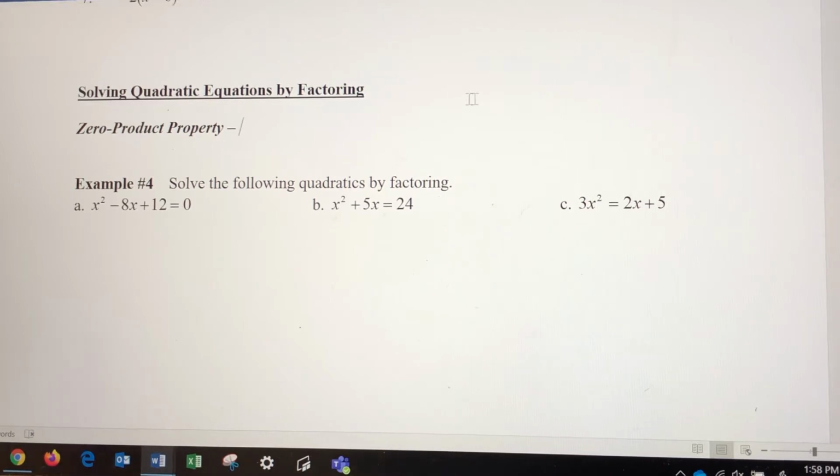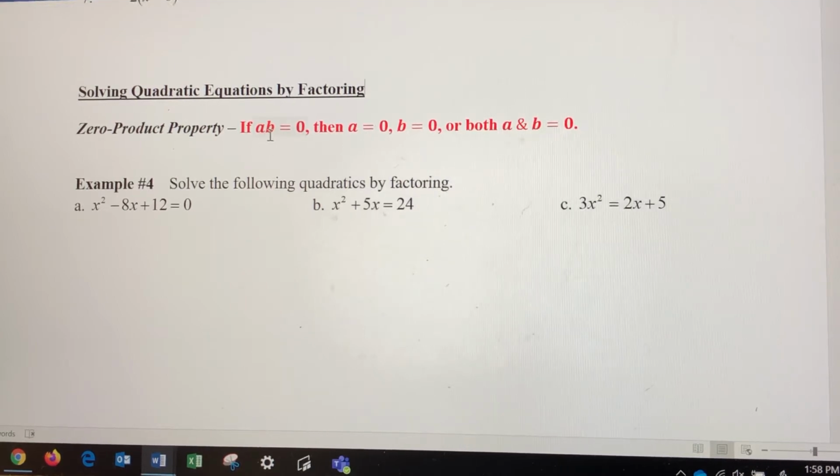In essence, what the zero product property says is if you've got two values that you're multiplying together, a times b, and that product is zero, then one of these two factors, a, has to be zero, or b, the other factor, has to be zero, or there's the potential that both of those factors could be zero. This works for more than two factors. If you have three factors multiplying together to be zero, then any of those three or all of those three factors could be zero. And we're going to use that property when we solve quadratics by factoring.